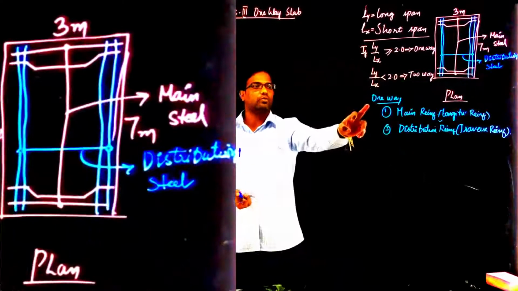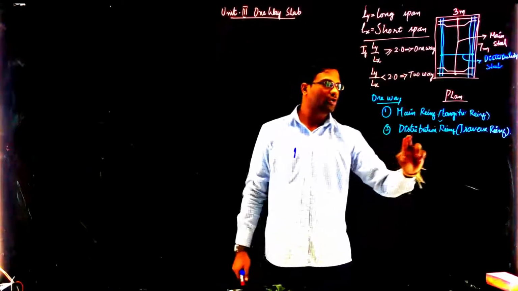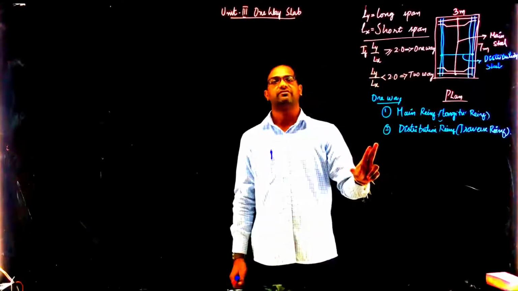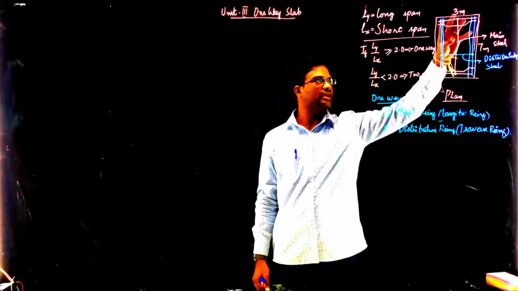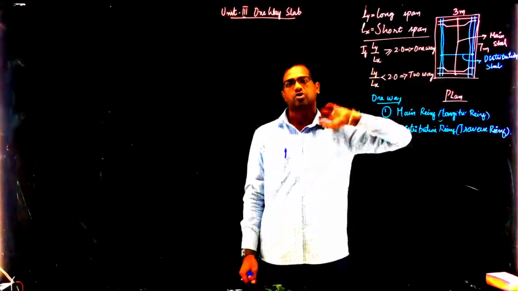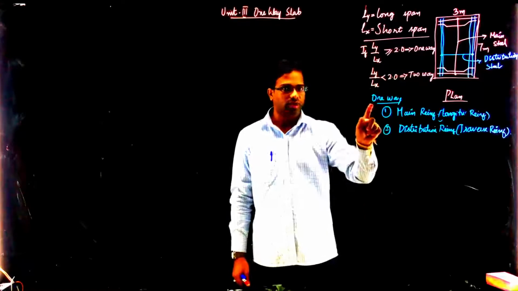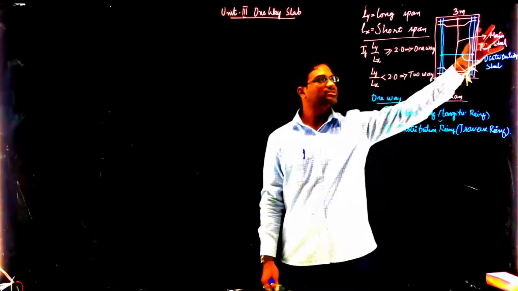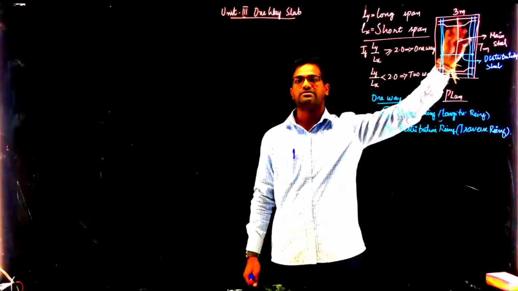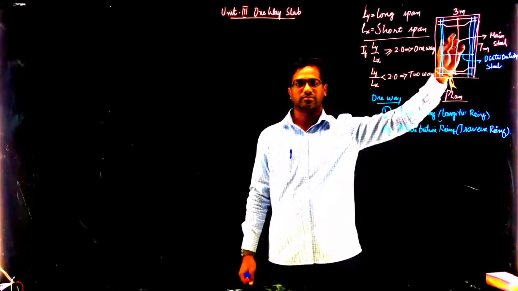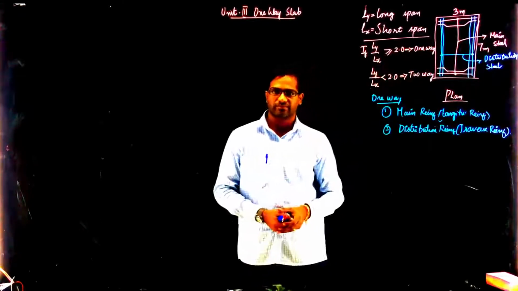When you compare a one-way slab with a two-way slab, in a two-way slab there is no distribution reinforcement in the other direction. In both directions, that is in the longer span and in the shorter span, main steel is provided. In a one-way slab, main steel is provided along the shorter span, and in the longer direction, distribution steel is given.